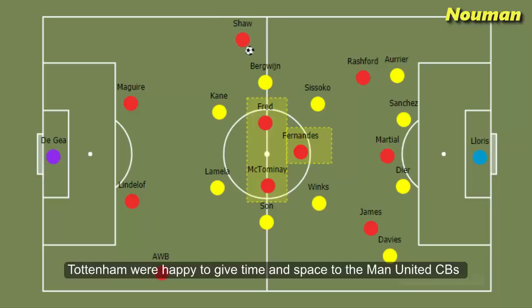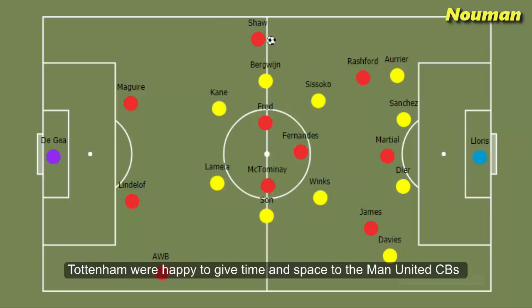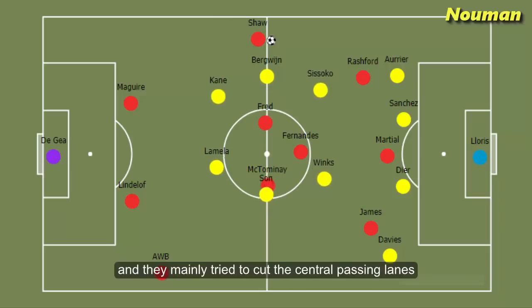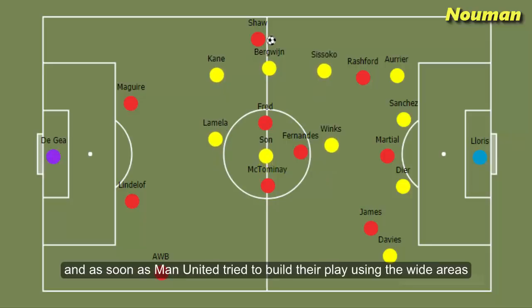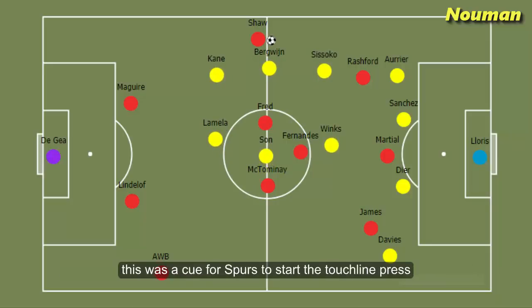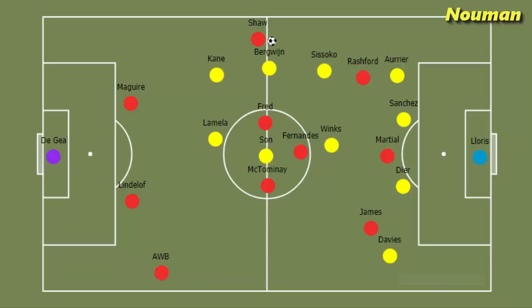Tottenham were happy to give time and space to the Manchester United centre-backs, and they mainly tried to cut the centre passing lanes, and as soon as Manchester United tried to build their play using the wide areas, this was a cue for Spurs to start the touchline press.